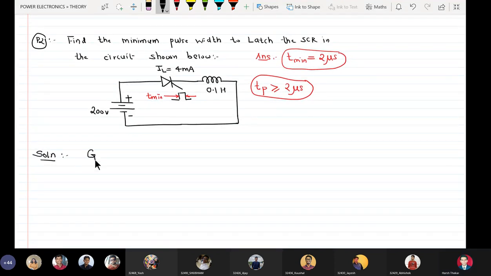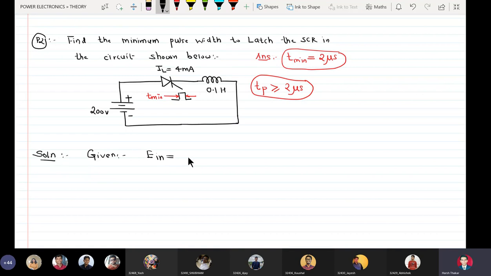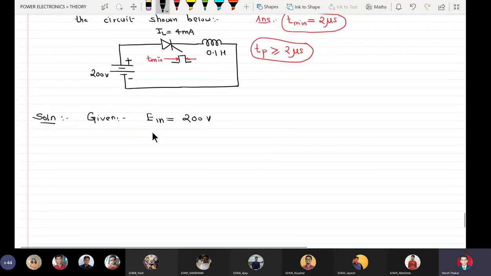So, given E in equal to 200 volts, the latching current of the SCR is given as 4 milliamperes. On the load side, there is no resistance, there is a pure inductor here, and we are supposed to find out T min to ensure latching.